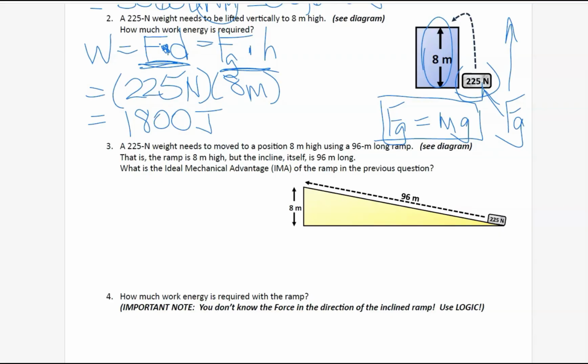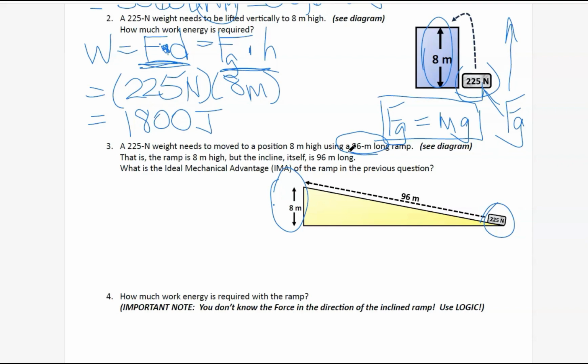Number 3 is interesting because now instead of lifting it straight up like we just did in problem number 2, we're taking the same 225 Newton weight, and now we're actually using a ramp to help us. We need to lift it to 8 meters high again. That didn't change. It's still 8 meters high, and it's still a 225 Newton weight we're trying to get up there. But now we're using a very long ramp, a ramp that is 96 meters long. So instead of lifting it up 8 meters, we are pushing it up 96 meters. That is, the ramp is 8 meters high, but the incline itself is 96 meters.